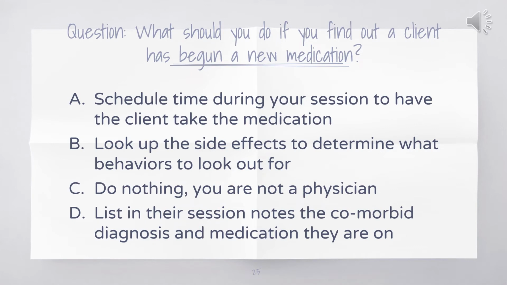Question: what should you do if you find out a client has begun a new medication? A. Schedule time during your session to have the client take the medication. B. Look up the side effects to determine what behaviors to look out for. C. Do nothing, you are not a physician. Or D. List in their session notes the comorbid diagnosis and medication that they are on.